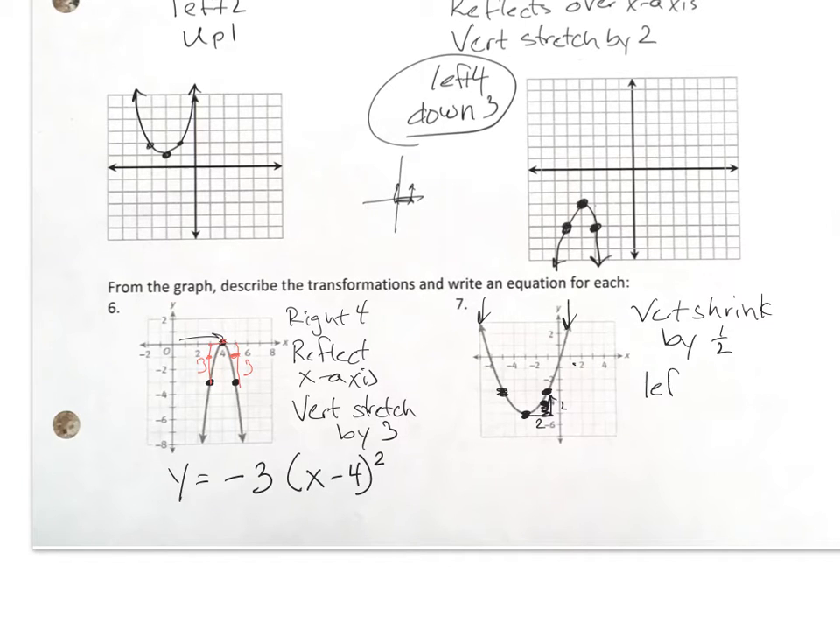It went left 3, and it went down 5. I wrote all over my picture, but it's definitely down 5. So y equals 1/2, (x plus 3) quantity squared, and then minus 5.